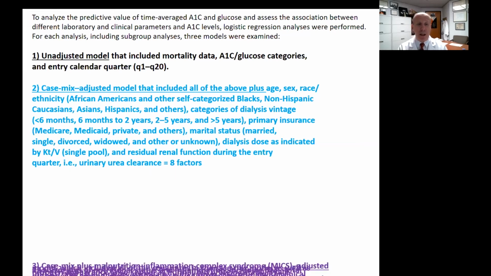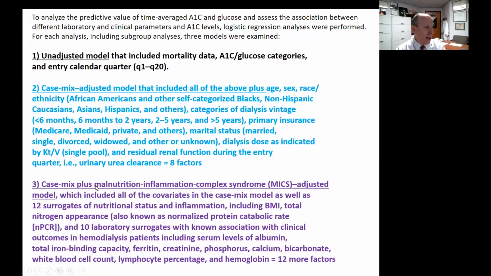And then he finally did a third model, which was case mix plus malnutrition inflammation complex, where he included 12 more factors of nutritional status and inflammation like BMI, normalized protein catabolic rate, and 10 laboratory measures such as total iron binding capacity, ferritin, phosphorus, calcium, bicarb, white count, 12 factors. So a total of 20 more factors were included in these more complex analyses. And that is what he based his results on.